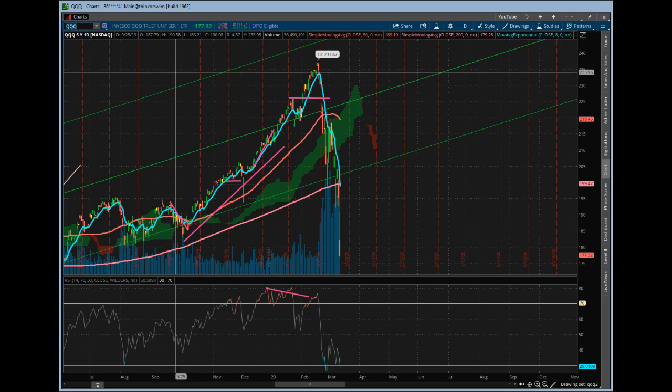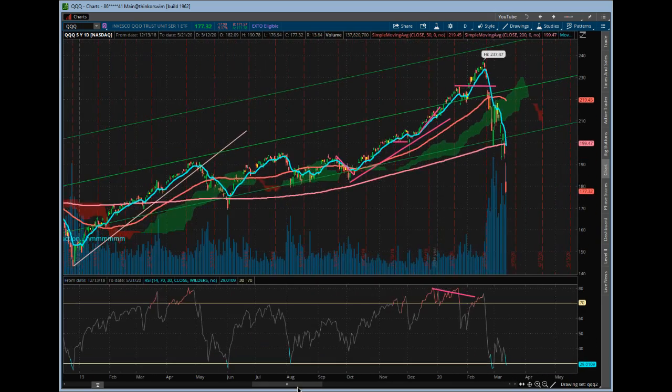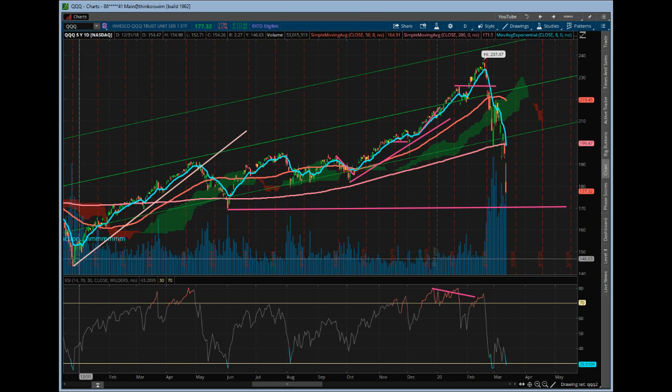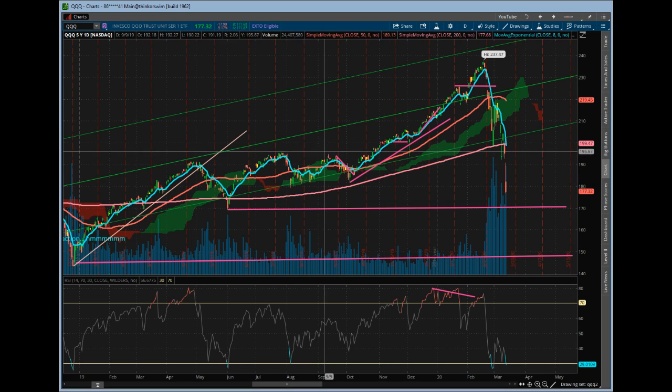Let's take a look at QQQ. Wow. Okay, so QQQ, again, big momentum shooting star candle, gapping down off of the 200-day moving average. Next level is right here, 169 for QQQ, and then it's got its December lows right here at about 148-ish. So something to look at there.